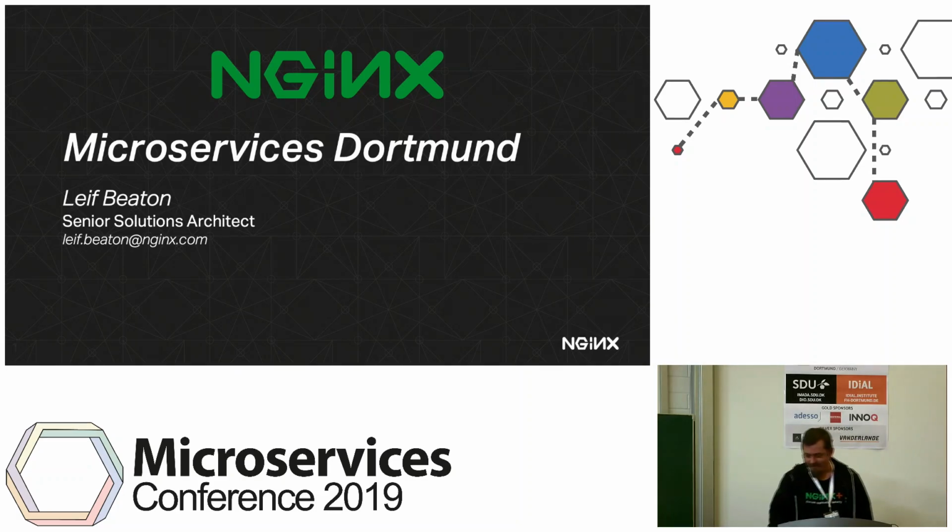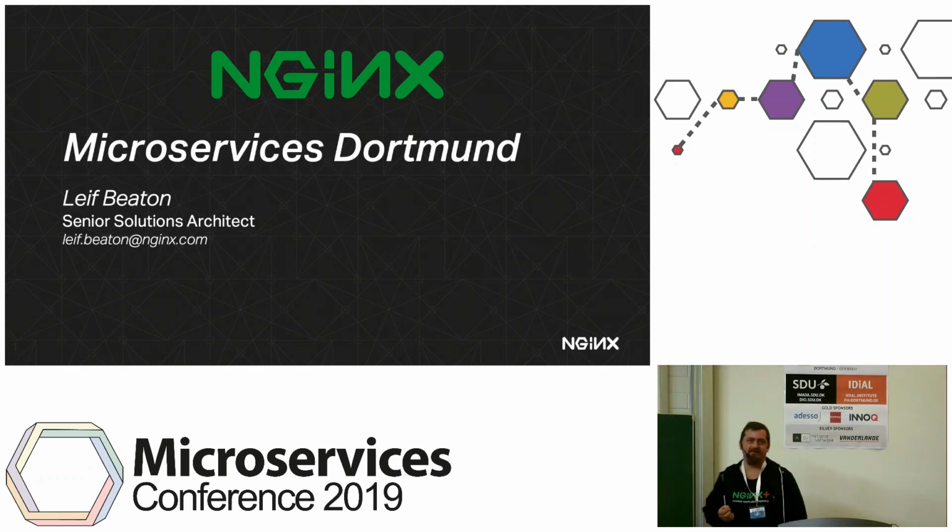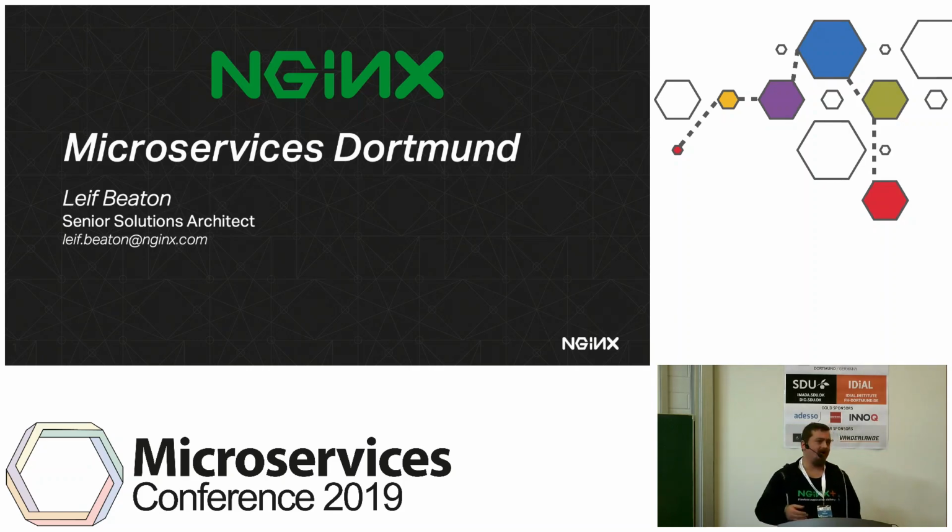So yeah, I'm here to talk to you guys about different reference models for microservices architectures. Working for NGINX, obviously our approach is more on the network side of things. How do we communicate into a microservices architecture, and how do services communicate with each other?